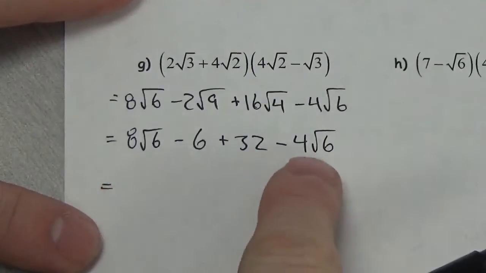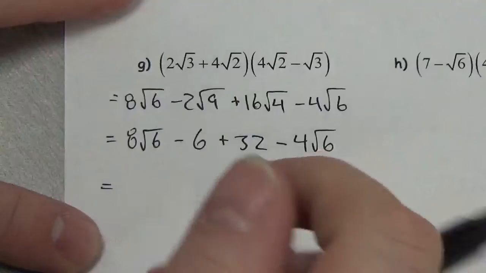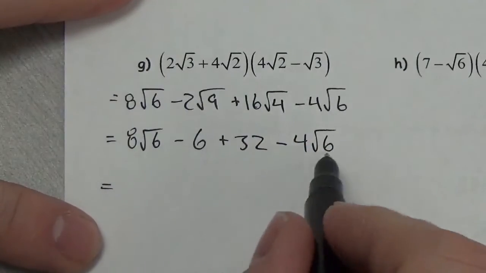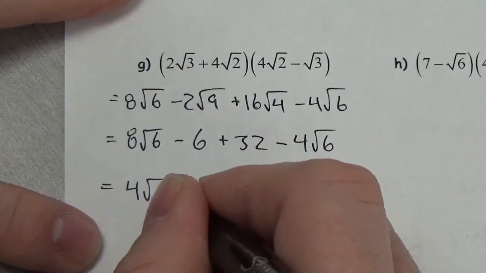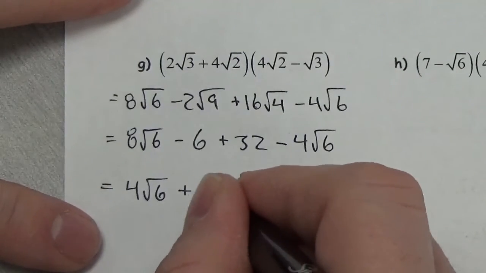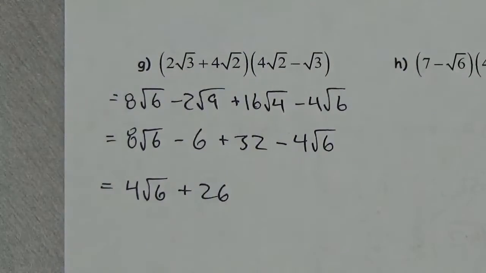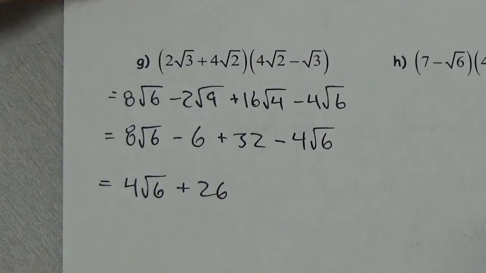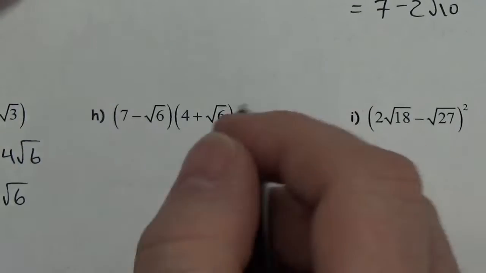But now, because I've got like radicals here, I can combine the coefficients. 8 root 6's minus 4 root 6's is 4 root 6. And then negative 6 plus 32 is going to be positive 26. Go to the next one.